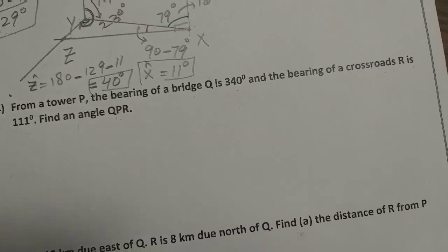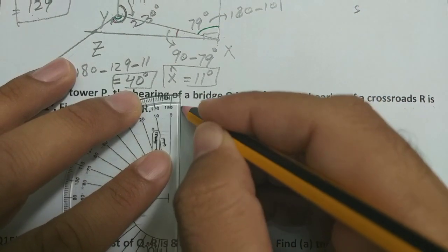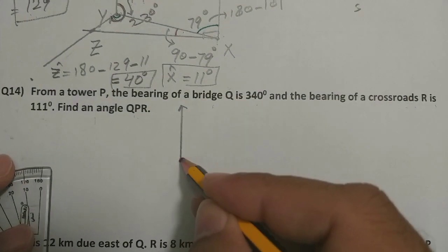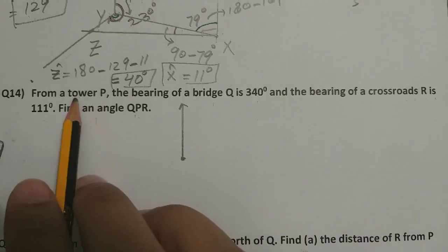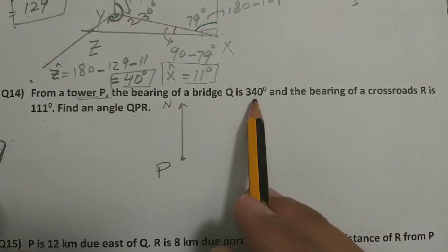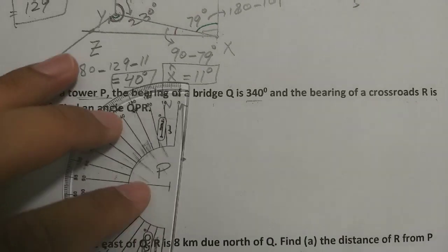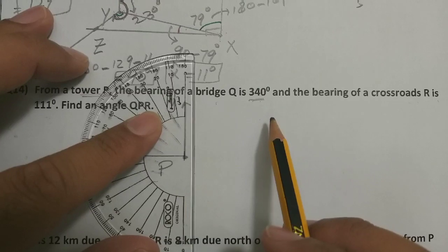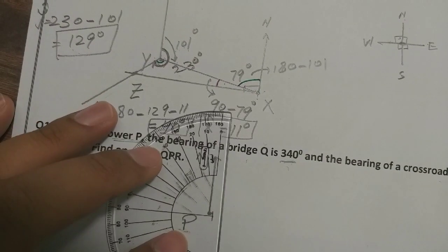Find the angle QPR. Again, we need to find an angle. In this question, first of all, again we draw the north line. This is a very basic and very important point. You should practice with the north. Always we start from the north and move clockwise. From the tower P, this is the north line, and the bearing is 340 degrees. If we observe, this is how many units less than 360? Only 20 units.